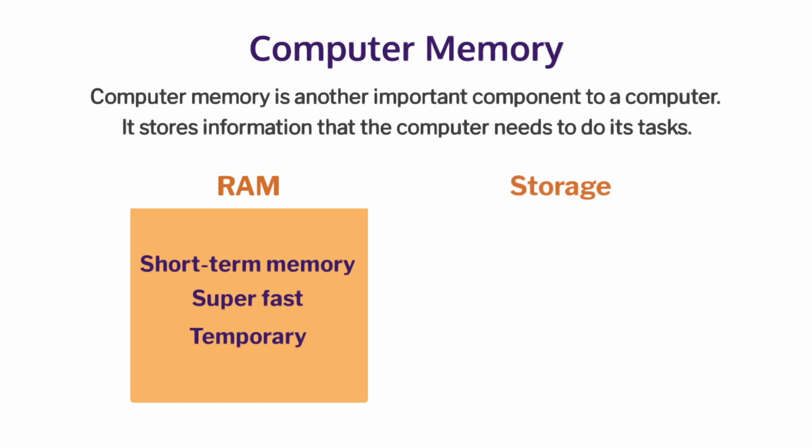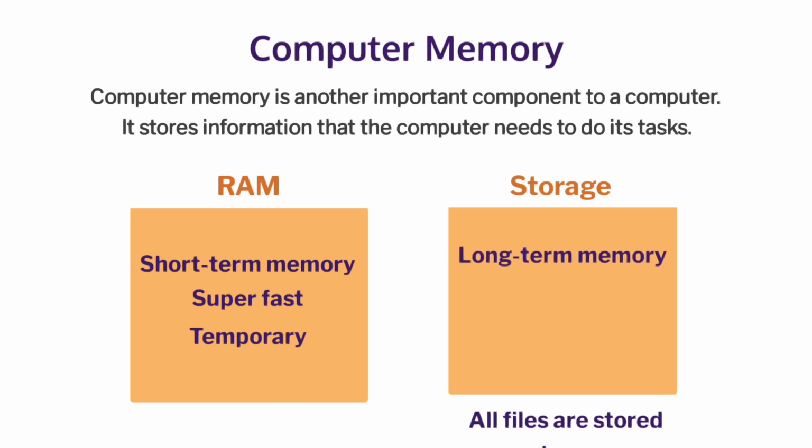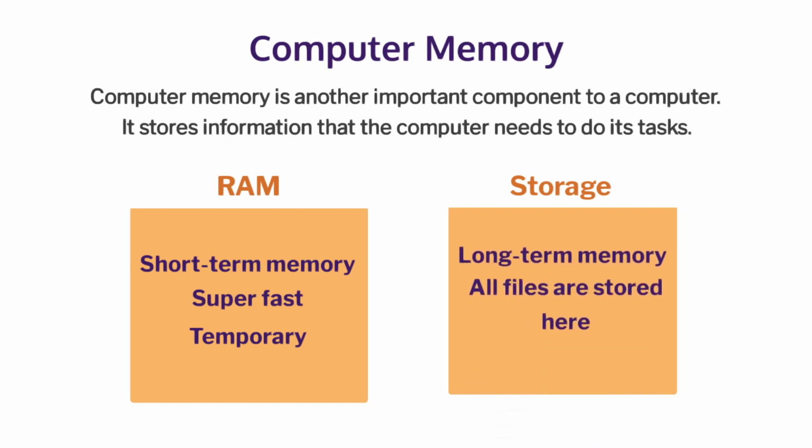Storage, hard drive or SSD. This is like the computer's long-term memory. It's where all your files, programs, and the operating system are stored. Unlike RAM, the information in storage remains even when the computer is turned off.